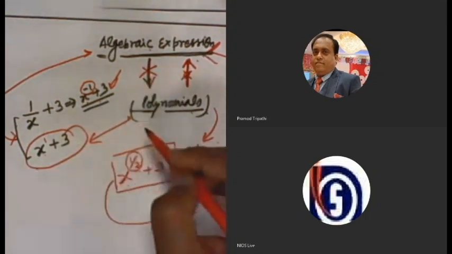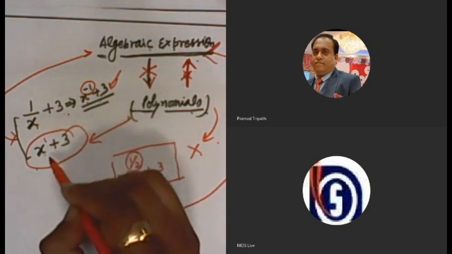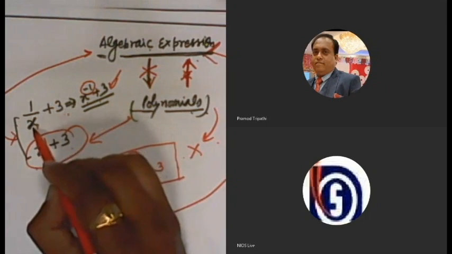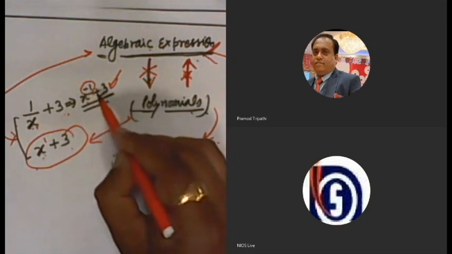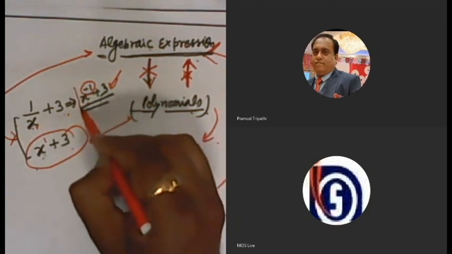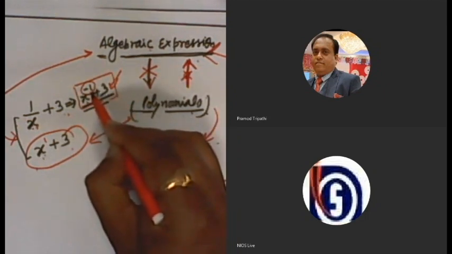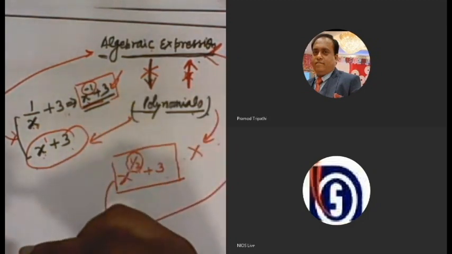So there are two examples we have seen here. 1 upon x plus 3 is an example of an algebraic expression. x plus 3 is also an example of an algebraic expression. But when we write 1 upon x plus 3 in the exponential form, we have x raised to the power minus 1 plus 3. This states that the exponent of the variable is minus 1, which is not a whole number. Hence, it is not a polynomial. The important condition of polynomial is that the exponent of the variable must be a whole number. I think it is clear, the question of some learners.